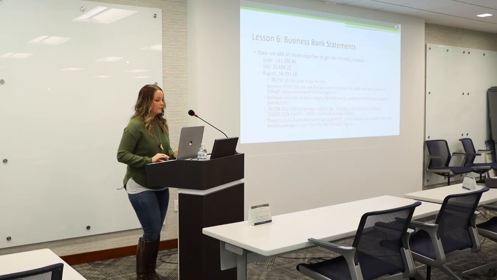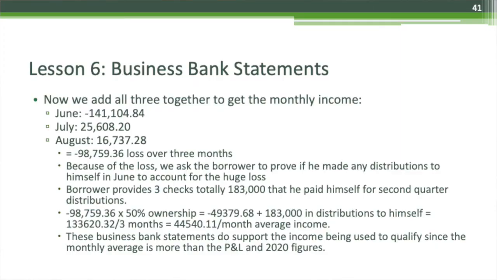So then we look at all 3 months put together. June had a big loss, July had positive, August had positive, so that's over the 3 months a negative of $98,759.36. So this is where I would ask you guys, I'm saying, hey, this borrower had this huge loss, over 3 months, it's showing a negative. We need to see if he paid himself any money out of those business accounts. Because as you know, just because it's in the business account with expenses doesn't mean that's how it works, right? If we can prove that they paid themselves, we can add those back in. So the borrower provides 3 checks, which we would actually get copies of the checks showing that he paid himself money of $183,000 in June for second quarter distributions.